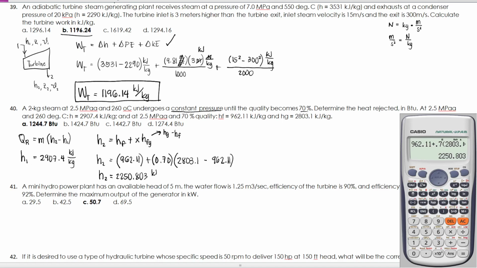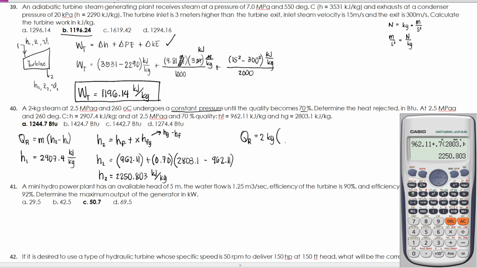2250.803 in kilojoules per kilogram. So, ayun, meron na tayong mga enthalpies. So, makukuha na natin yung amount ng heat rejected. Substitute lang. Ang mass natin dito is 2 kilograms times ang H2 natin. Gawin uli natin is pagbalikin na rin natin yung enthalpies para maging absolute value yung ating mako-compute. Okay lang kahit balik na rin kasi naka-absolute value naman yung mga choices natin.